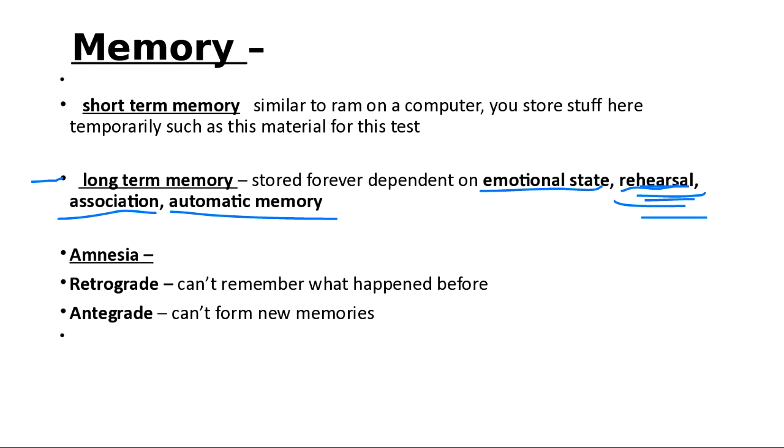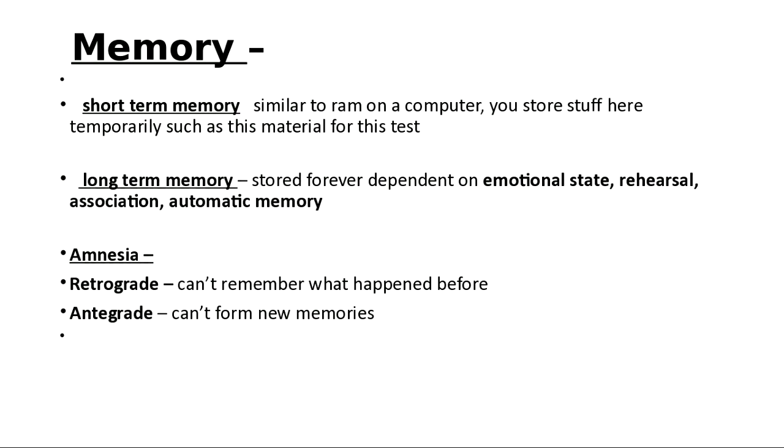Okay, we have two types of amnesia, which again is in the book. Retrograde, you can't remember what happened before. Anterograde, you can't form new memories. This is what happens with Alzheimer's. They can't retain new memories. They can't transfer to the long-term memory.